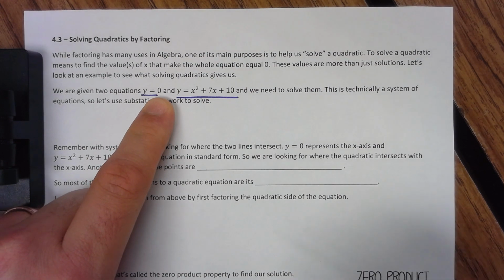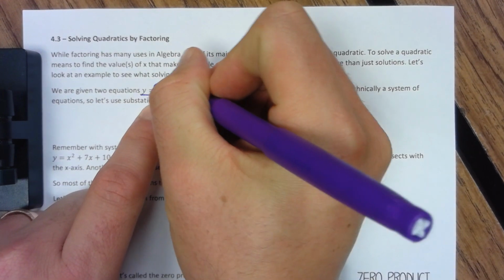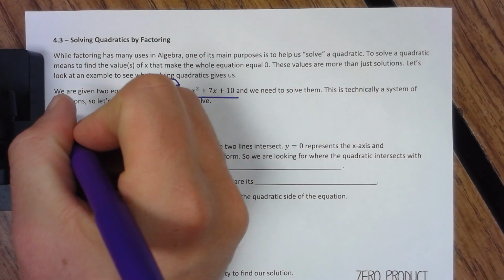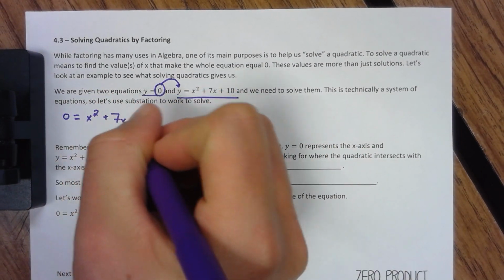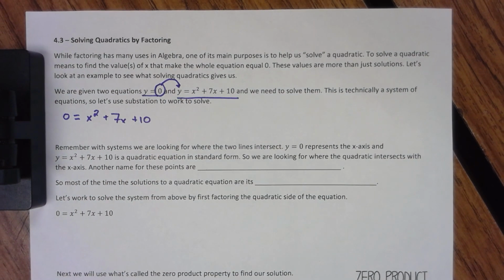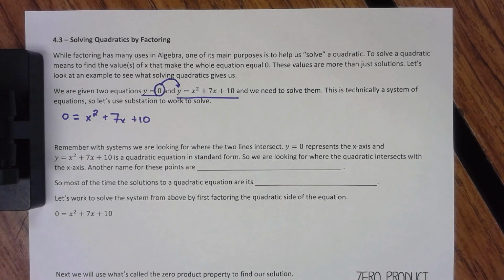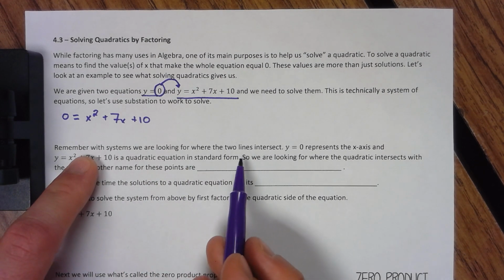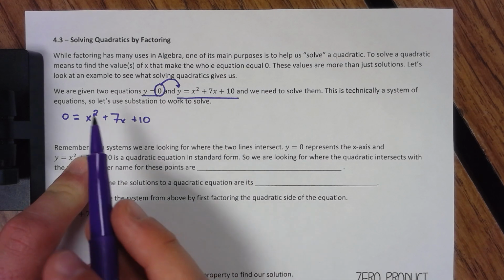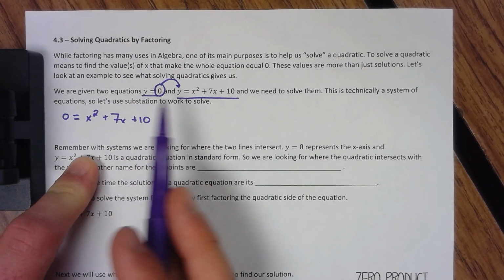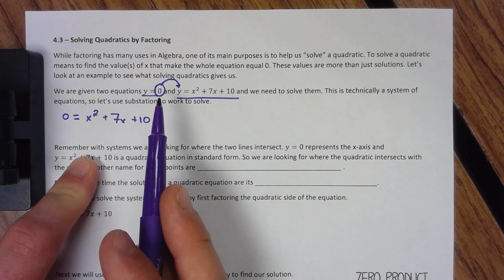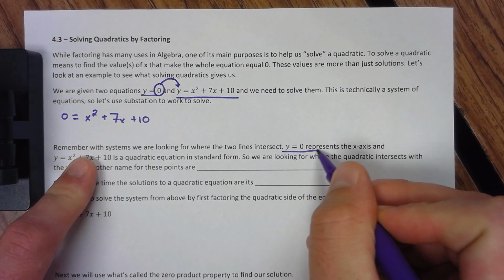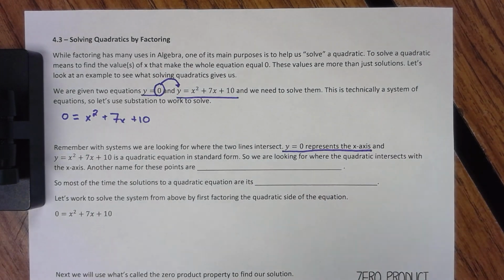So what I'm going to do is take what y equals, which is 0, and sub it in for that y in the other equation. That brings us to 0 equals x squared plus 7x plus 10. Remember that with systems, we're looking for where these two lines intersect. So when we start with these two, we're asking where the quadratic equation intersects with the line y equals 0. Well, y equals 0 represents the x-axis, right? On the x-axis, every point has a y-coordinate that is 0.